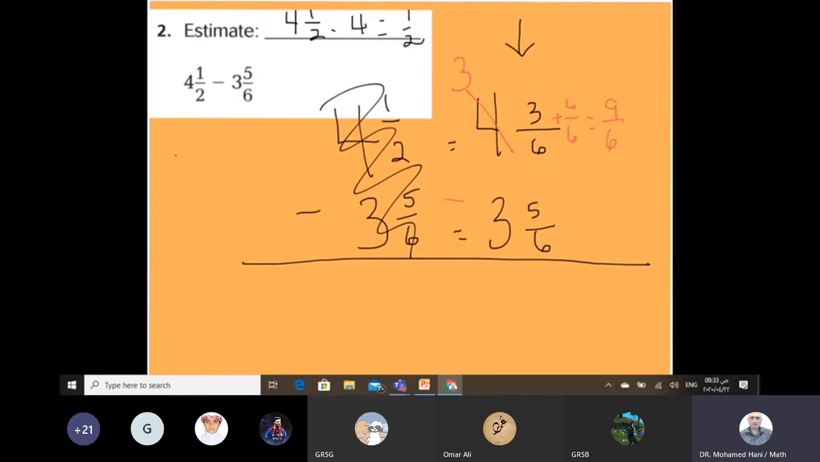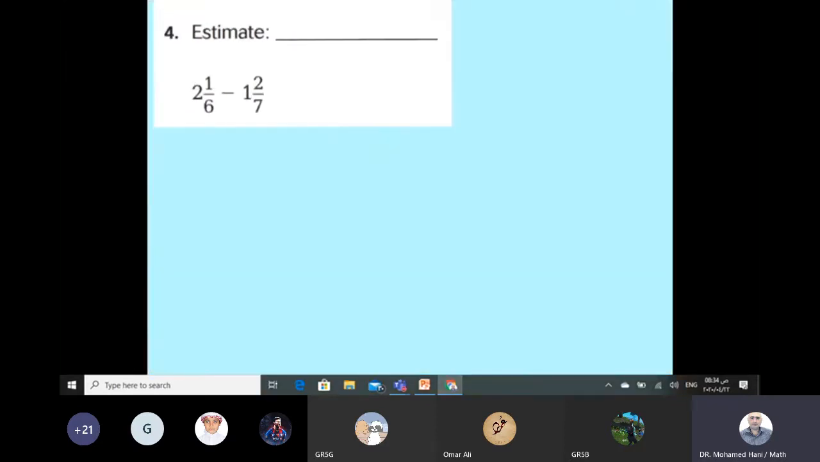Now I can subtract. 3 wholes and 9/6 minus 3 wholes and 5/6 will equal 4/6 as my difference. It can also be simplified to 2/3, which is pretty close to a half. So yes, our answer is reasonable. Okay, let's go ahead and take a look at question number 4.